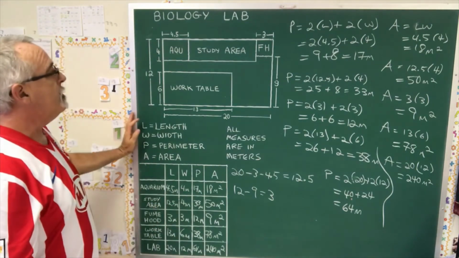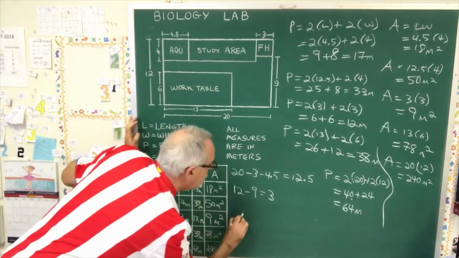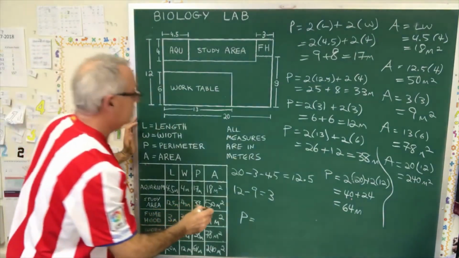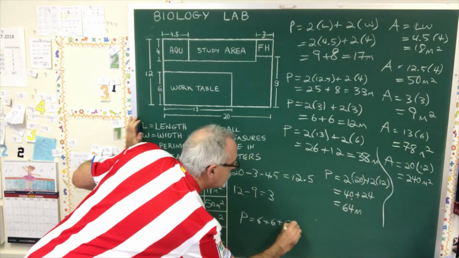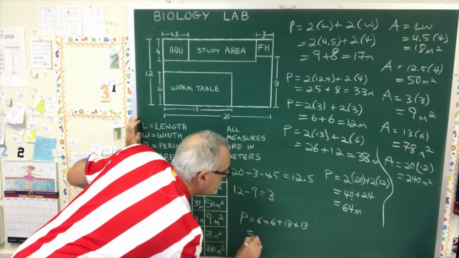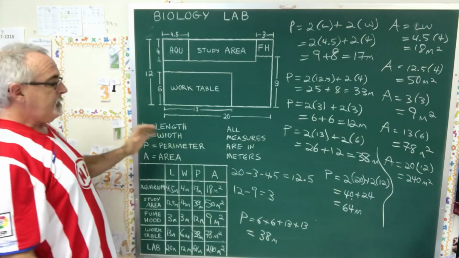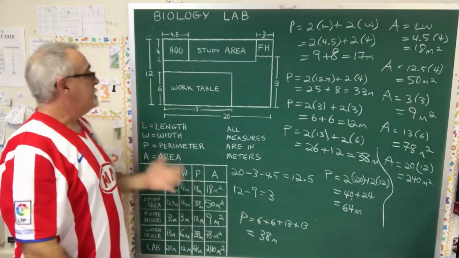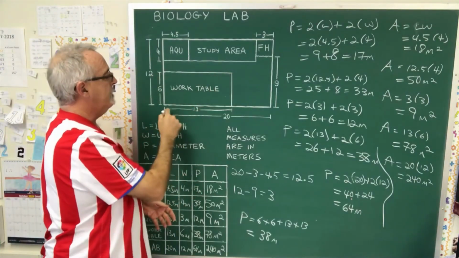And I will also point out that there is another way of finding perimeter, which is still correct. We can find the perimeter of, for instance, the work table, instead of using this little formula, by simply adding together all of the sides, which is 6 plus 6 plus 13 plus 13. We get the same answer, which is 38 meters. To do that, we have to know the property of a rectangle, which is that opposite sides are equal. So if this is 6, that is 6. If this is 13, that is 13.